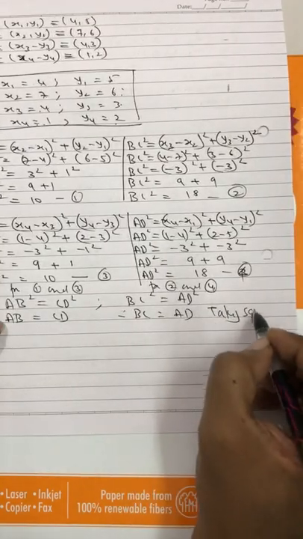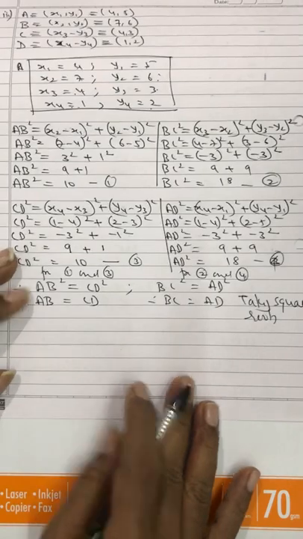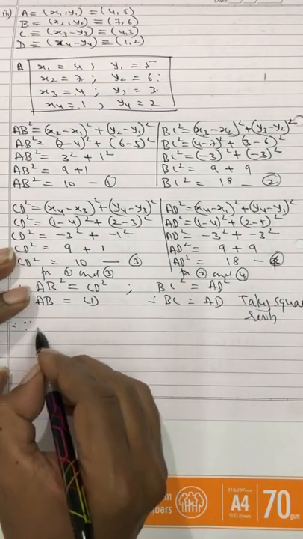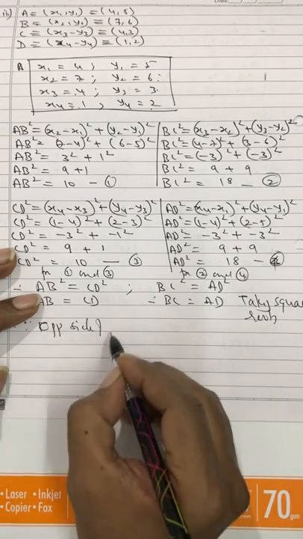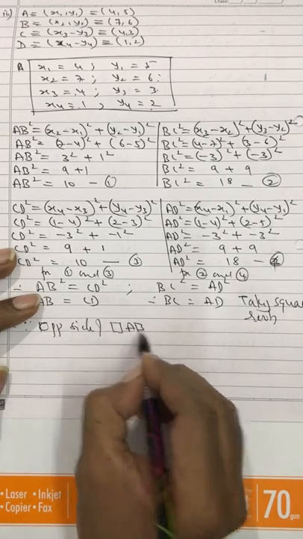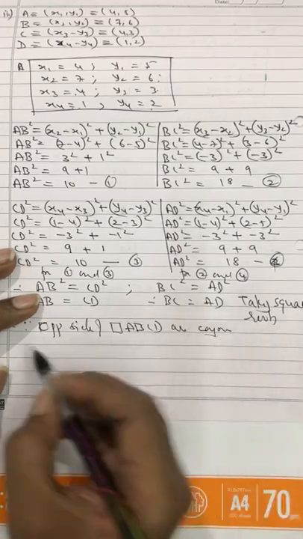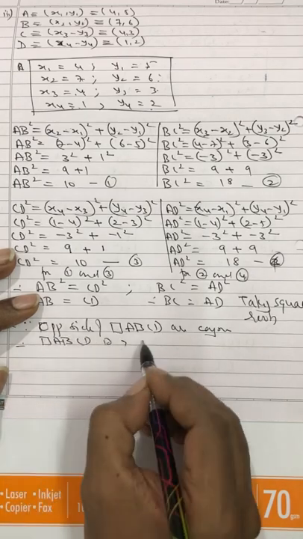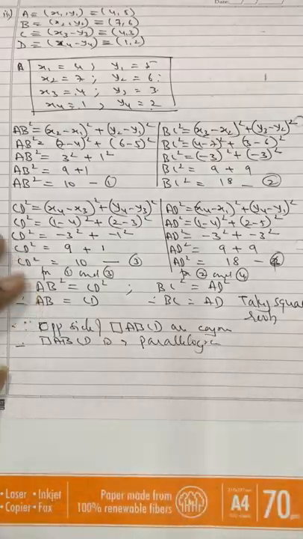Taking square roots, therefore AB is equal to CD and BC is equal to AD. Therefore, since opposite sides of quadrilateral ABCD are congruent, quadrilateral ABCD is a parallelogram. But now we have to see about the diagonals.